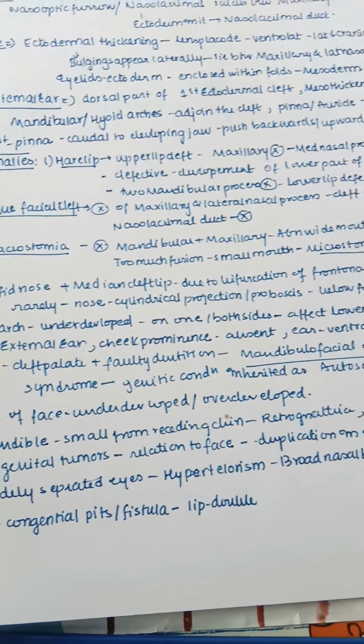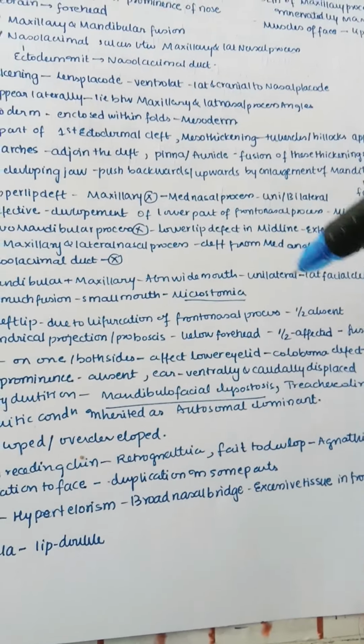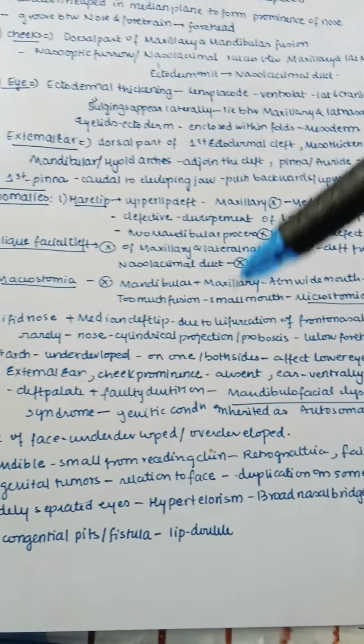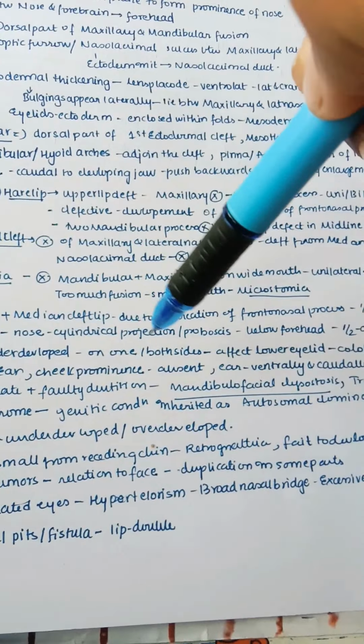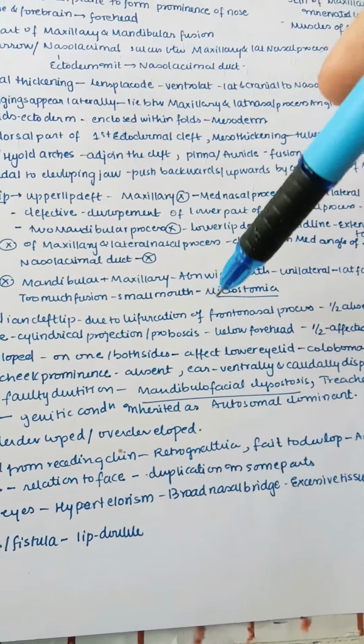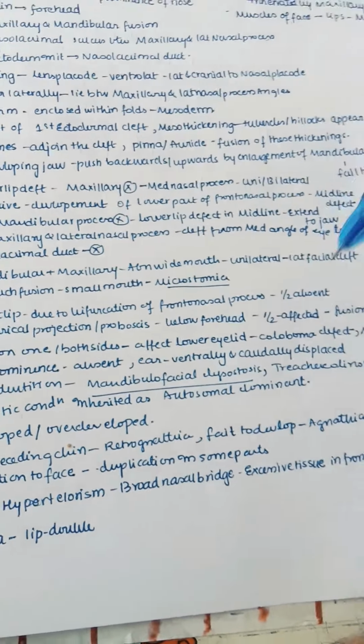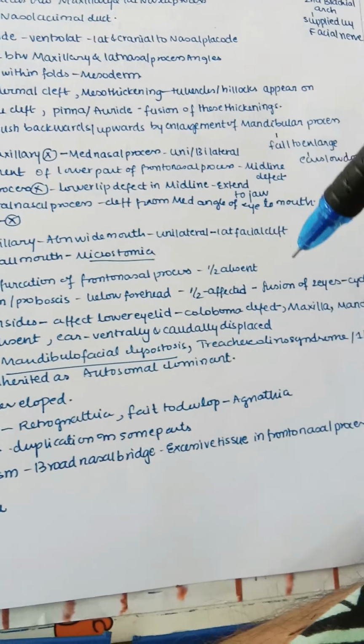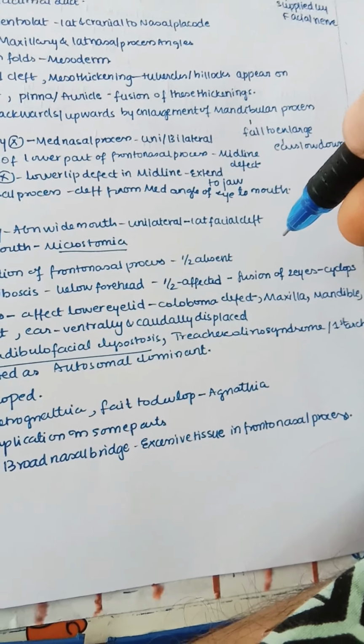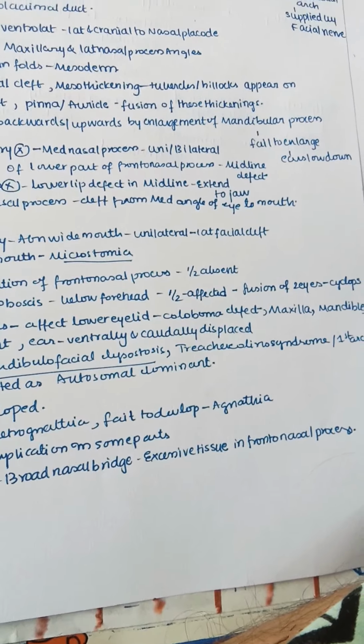Now let us move to bifid nose along with a median cleft lip. It is mainly due to the bifurcation of the frontonasal process, that is, half of it is absent. And rarely the nose may be a cylindrical projection, or a proboscis may be present, which is below the forehead, and half of it is affected. That is mainly because of fusion of our two eyes, which is also called cyclops.